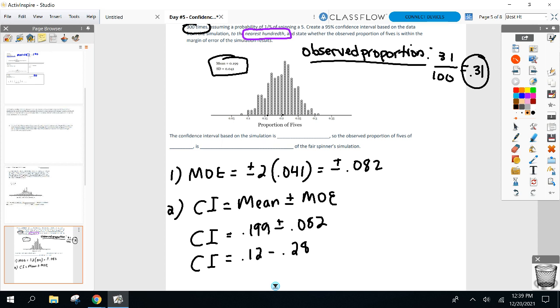I thought the easiest way for you guys to write out our final response is just to put some blanks in here. So the confidence interval based on this simulation was what? 0.12 to 0.28. So the observed proportion of fives, which was what? 0.31. So the observed proportion of fives of 0.31 is not within our confidence interval of this simulation.